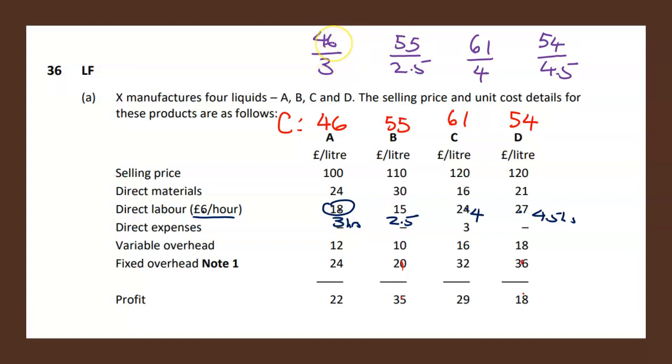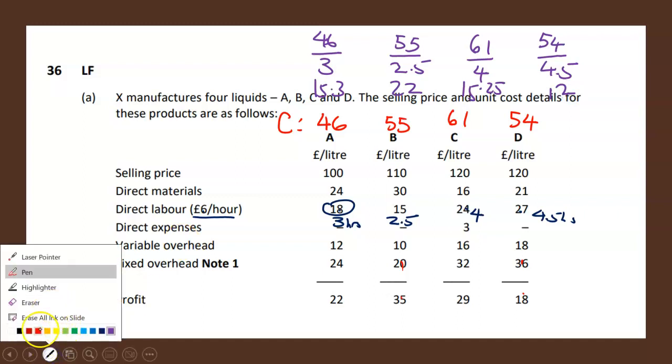So 46 divided by 3 is 15.3. So that's how much contribution I'm getting here. 55 divided by 2.5 is 22. So for every hour we invest of labor, we get £22 for making product B. 61 divided by 4 is 15.25. And 54 divided by 4.5, you have 12.